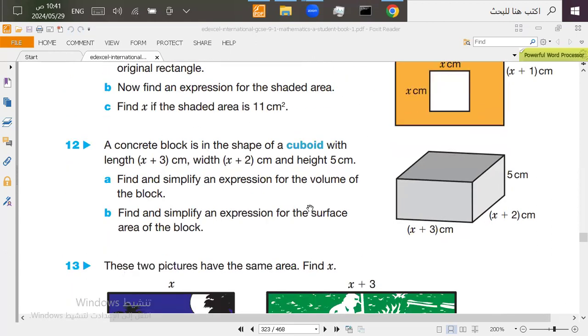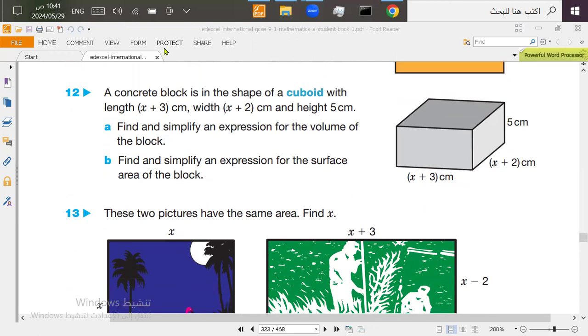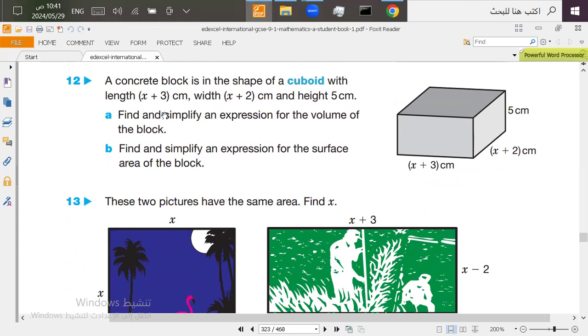Here you have the same idea. You have a volume, same idea. A concrete block is in the shape of a cuboid with length. These are the lengths, 1, 2, 3. Now the question is, find and simplify an expression for the volume of the block. So you need to make an expression for the volume of the block.